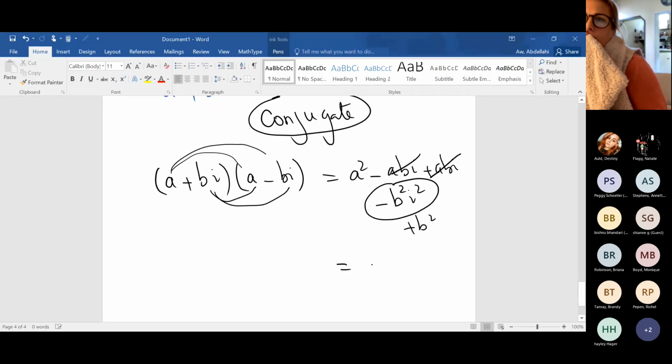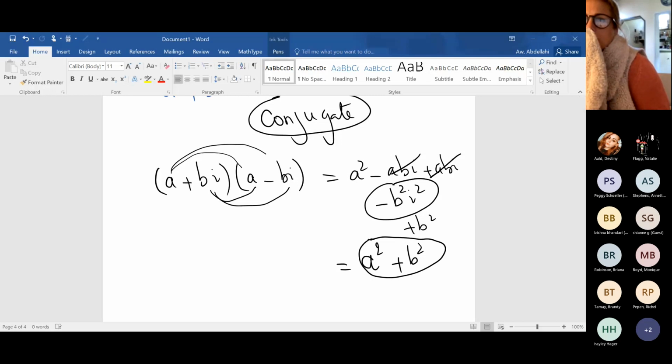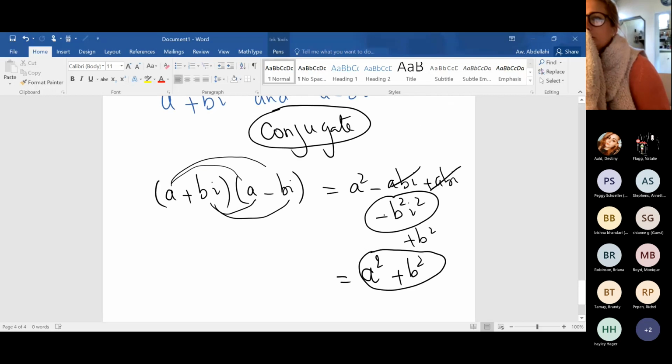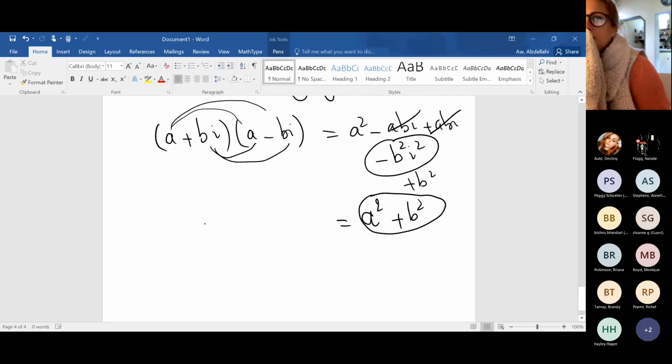So basically, this is a shortcut. Every time you recognize the two numbers are conjugate, you don't need to FOIL. Go ahead and write just a squared plus b squared. You don't even involve the i. The i is gone. But you have to make sure they are conjugate first. If they are conjugate, you just go ahead and write the answer.